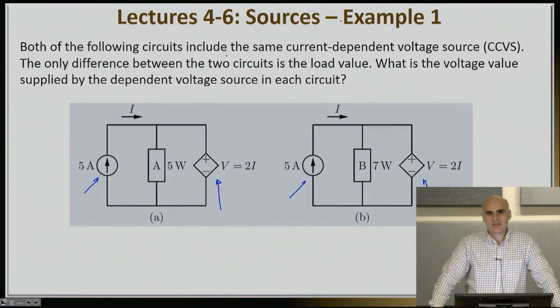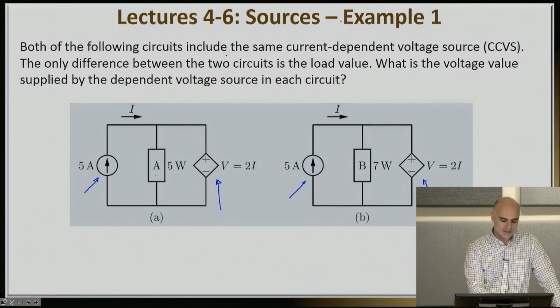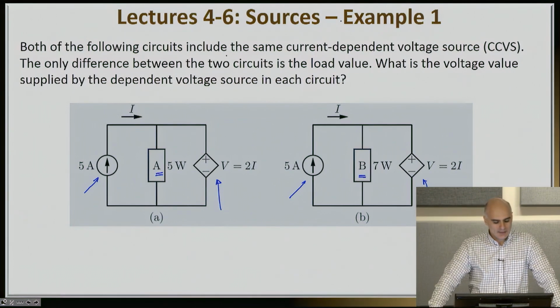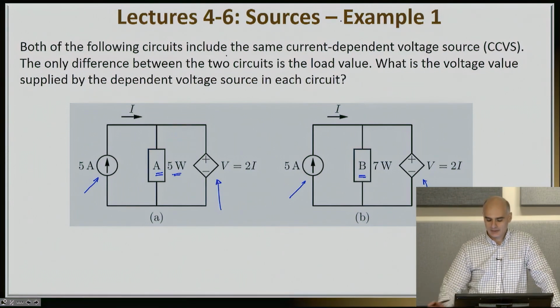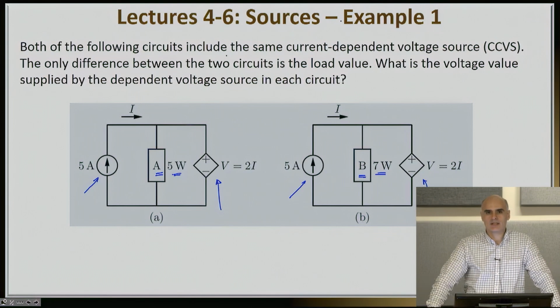The only difference in those circuits is that there is a device in each one of them. Here's device A to my left, and here's device B to my right. Device A is absorbing 5 watts of power, so it's a load that requires 5 watts to operate, while device B is a 7 watt load.